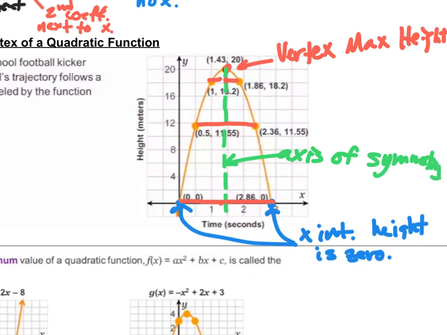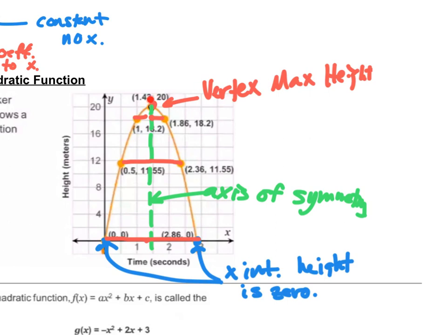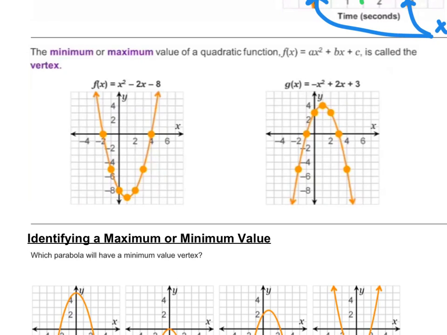On either side of the axis of symmetry, the x values are different, but the y values are the same. Same thing here. The x values are different, but the y values are the same. These are some of the properties that we have of a quadratic function. In both examples, we showed that we had a maximum wherever our vertex was. Sometimes we can have either a maximum or a minimum. Here, we have a maximum, and here we have a minimum.